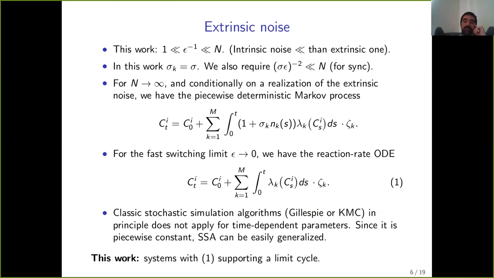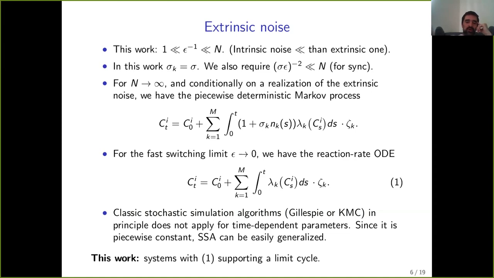For sampling this process, we use the tau-leap approximation, which I will briefly mention later. Essentially, in that step we introduce numerical error, but it's easy to control that error. So the algorithm for sampling is pretty stable even for long times.